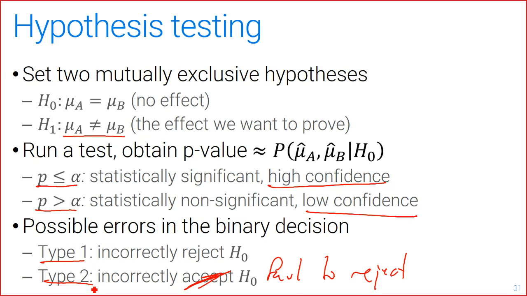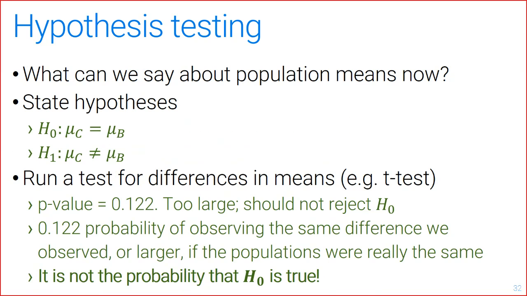And so what do we have in our data? Well, we state the hypothesis, let's say between C and B. We run a test for the difference in means, a t-test, for example. And what we get in this case is a p-value of 12%. Now, by most standards, this is going to be too large.